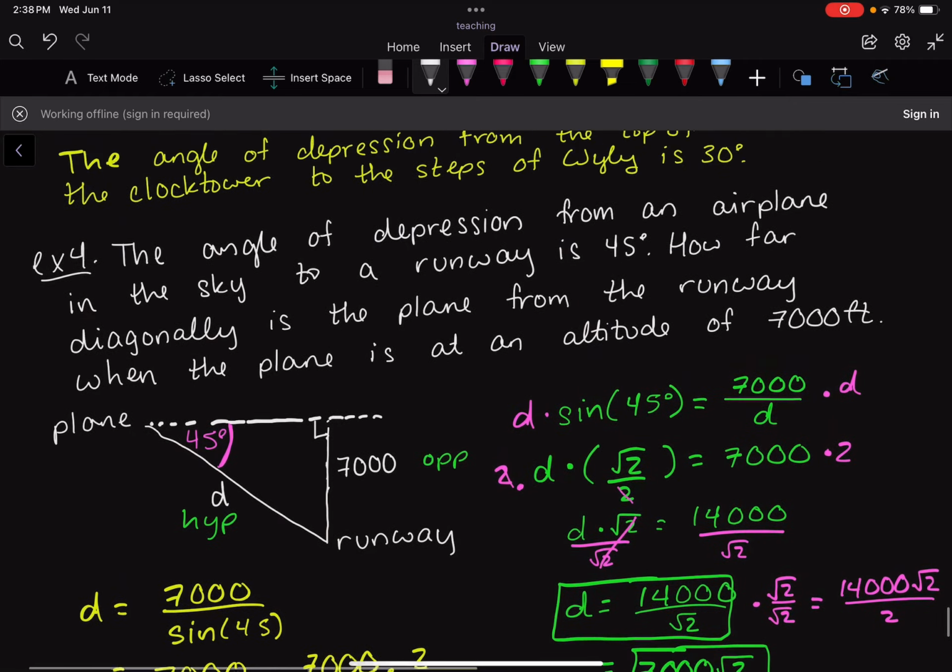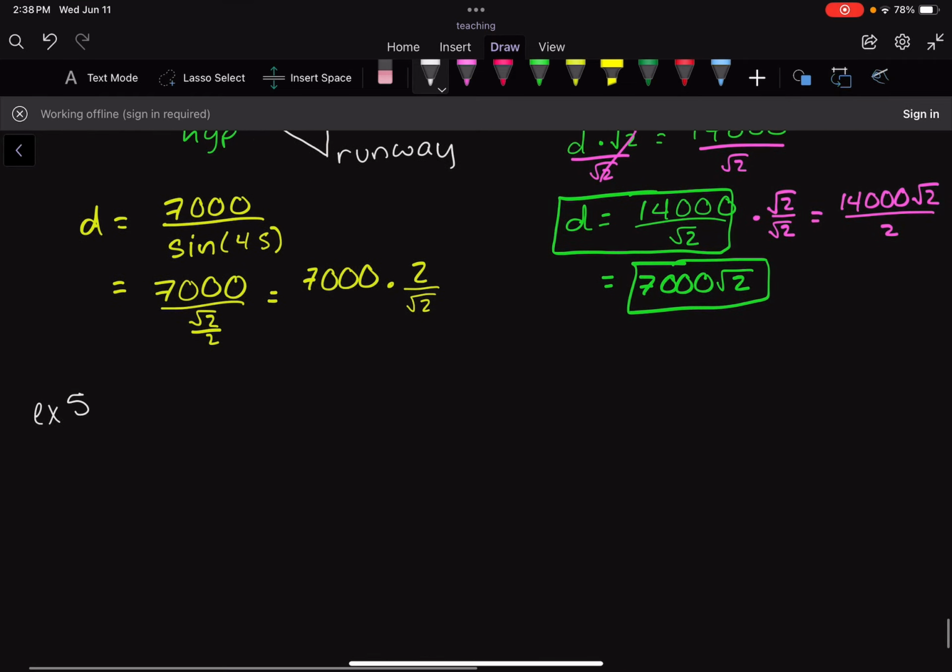Let's see, is that example? Yeah, there'll be a 5. This one is a little longer of a problem. It is a little bit harder.